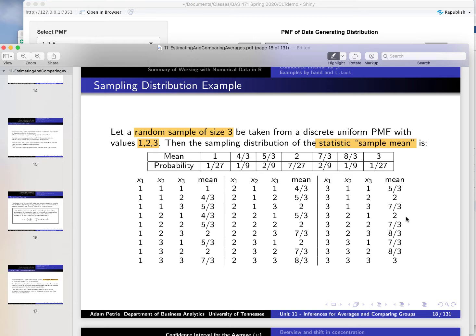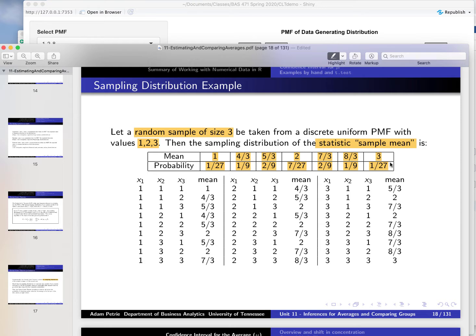So the sampling distribution just says, okay, well, what are all the possible values that we might see for this sample average here? We might see a 1, we might see a 4/3, we might see a 5/3, etc. And then what are the possible frequencies, the probabilities of each one of those? And so here we have a frequency table. Here consists of all of the possible values for the sample average that we might observe, the 1, the 4/3, 5/3, 2, etc., and the probabilities of observing each one of those values.